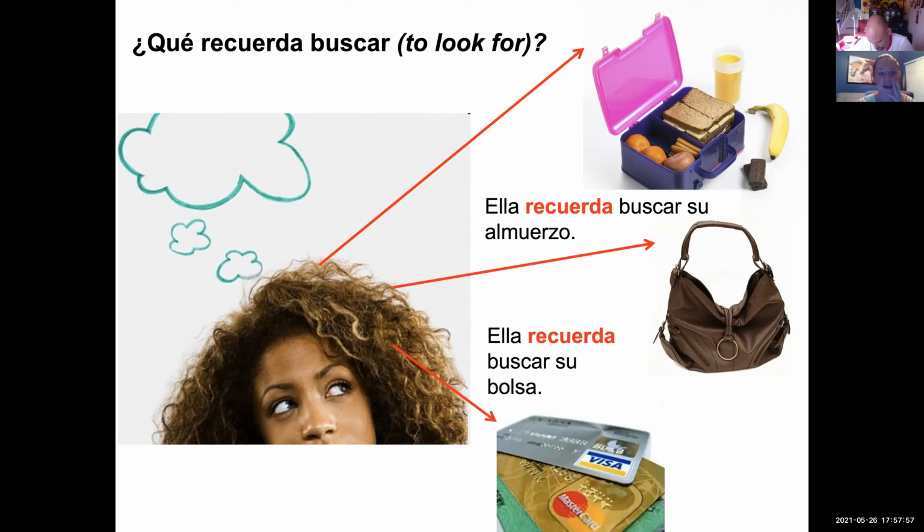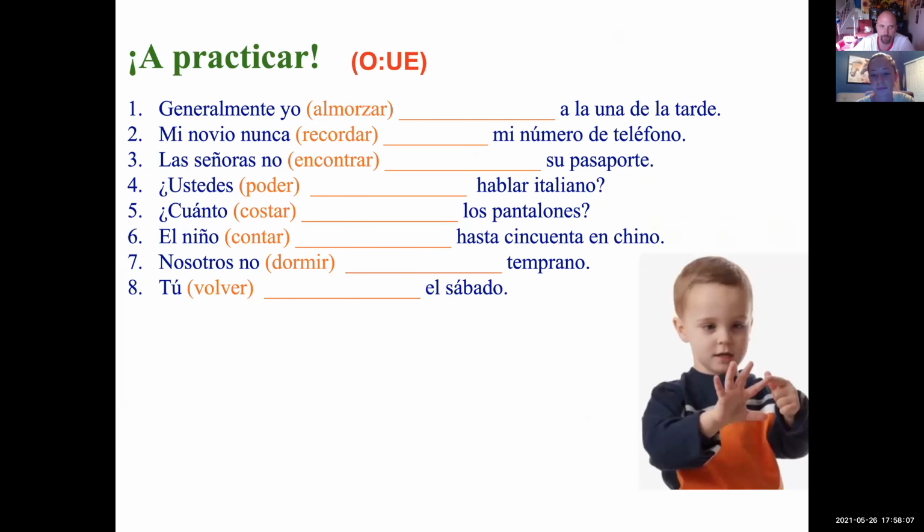Ella recuerda buscar su tarjeta de crédito. Muy bien. Here we have sus tarjetas, but su tarjeta is fine. Muy bien. Vamos a practicar, Carly. Número 1.